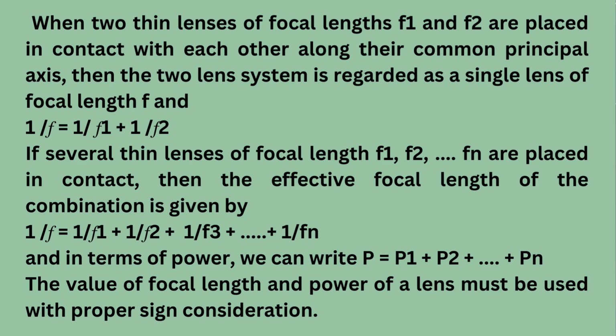If several thin lenses of focal length f1, f2, ... fn are placed in contact, then the effective focal length of the combination is given by 1/f equals 1/f1 plus ... plus 1/fn. And in terms of power, we can write resultant power P equals P1 plus P2 plus ... plus Pn. The value of the focal length and power of a lens must be used with proper sign consideration.